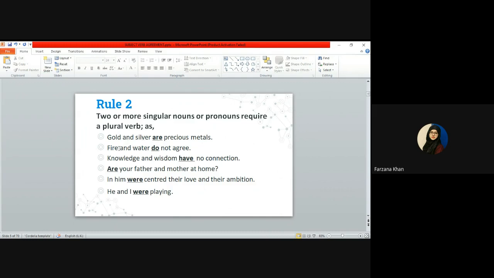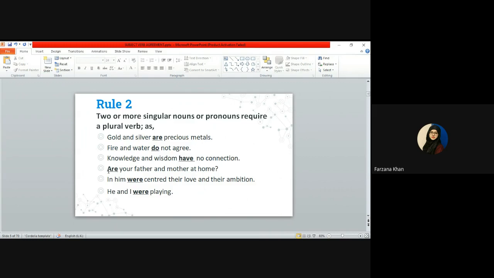In the next example, fire and water do not agree. Again, fire is a singular noun and water is again a singular noun, but these two singular nouns have been joined by the conjunction "and". That's why we require a plural verb here. In the other example, knowledge and wisdom have no connection. Again, two singular nouns which have been joined by the conjunction "and". That's why we need the plural verb "have".